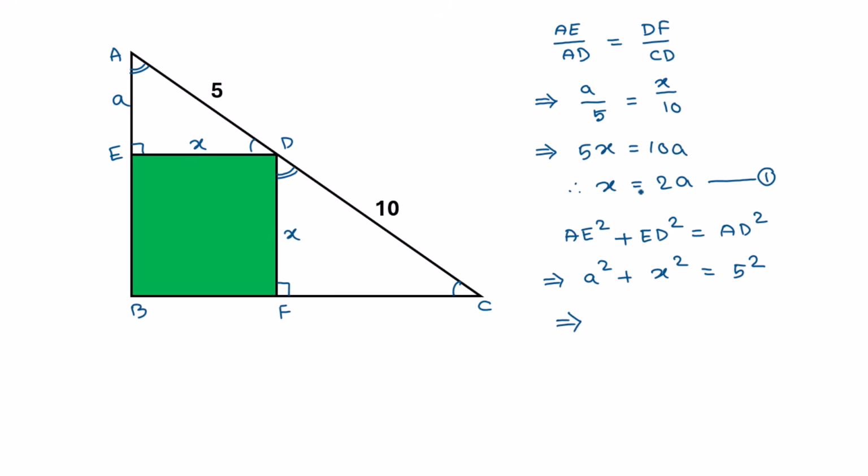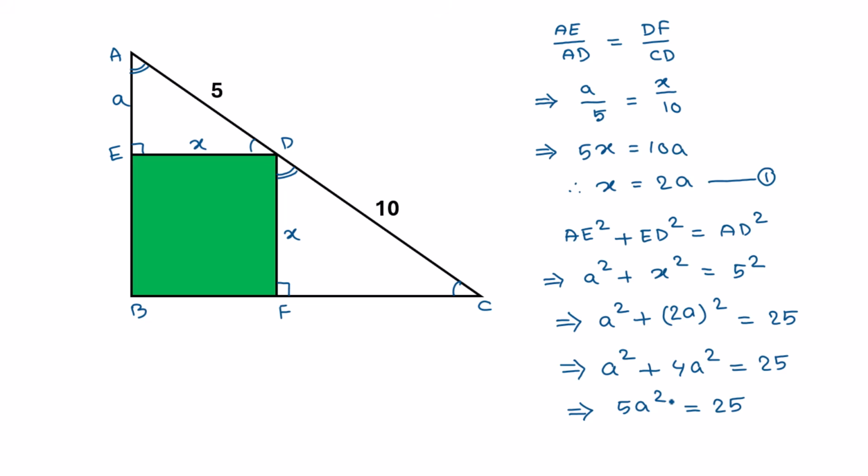In here x is equal to twice a. Substitute here, we can write this a square plus x, which is equal to twice a, whole square, is equal to, right side, 5 square is 25. Or left side, this a square plus twice a whole square, this is 2 square is 4 times this a square, is equal to right side 25. Or this a square plus 4a square is 5a square is equal to right side 25.